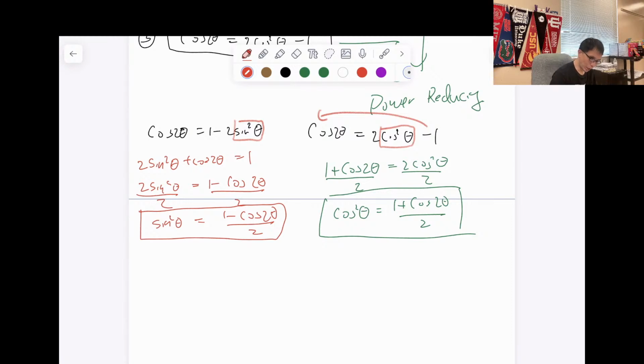Cofunction identity is sine of theta equal to cosine of pi over 2 minus theta, or sine of theta is equal to cosine of 90-degree minus theta. And we talked about this before, because if you type in, let's say, sine of 10 degrees, it also equates to cosine of 80 degrees. And I'm going to show you something that is very interesting.